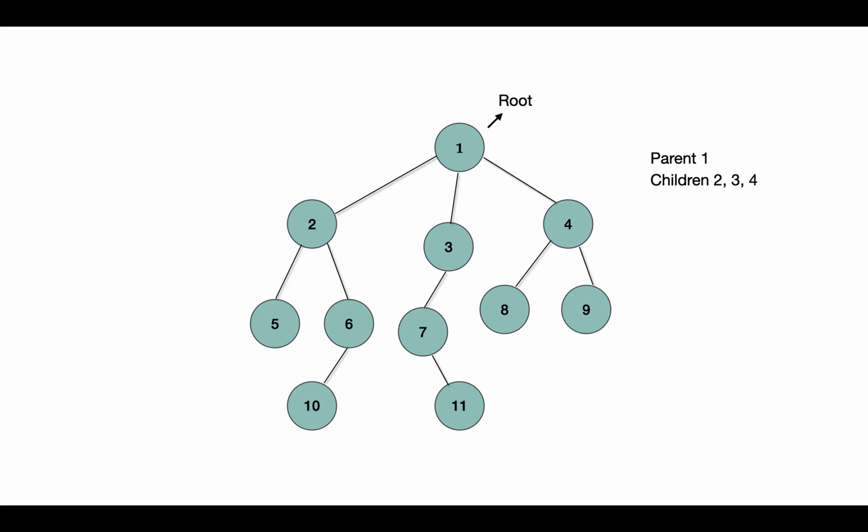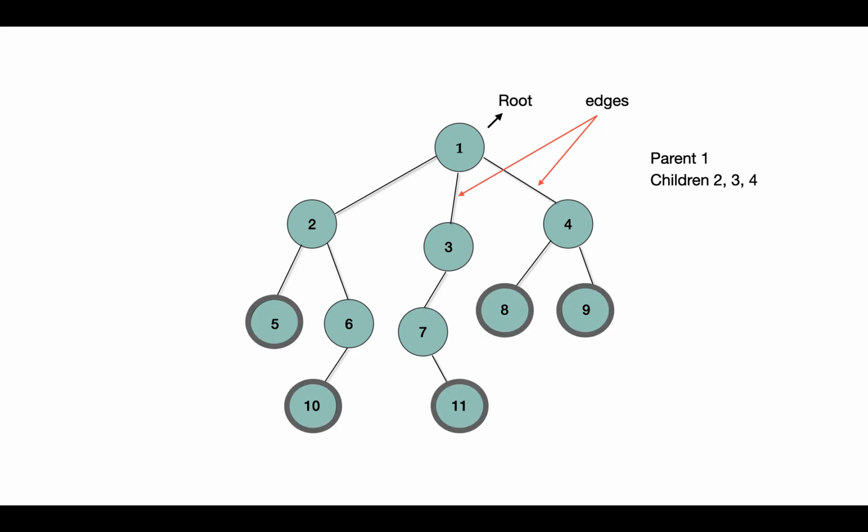And the line through which parent and child are linked is called edge or link. Here edge is always one directional, unidirectional. Like we can move from top to bottom but not in reverse direction. Similarly, node 5 and 6 are the child nodes of node 2. And 2 is the parent of 5 and 6. And there are leaf nodes, which are the last nodes of the tree. Here 5, 10, 11, 8 and 9 are leaf nodes.